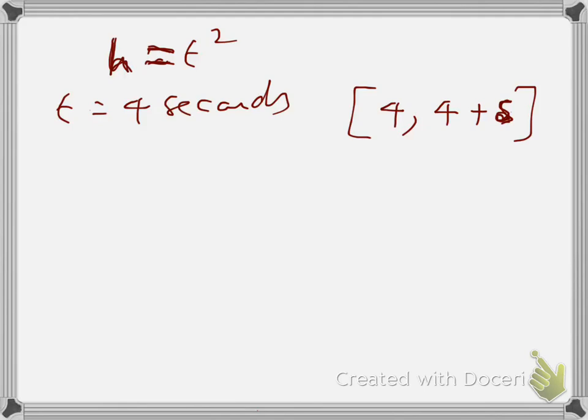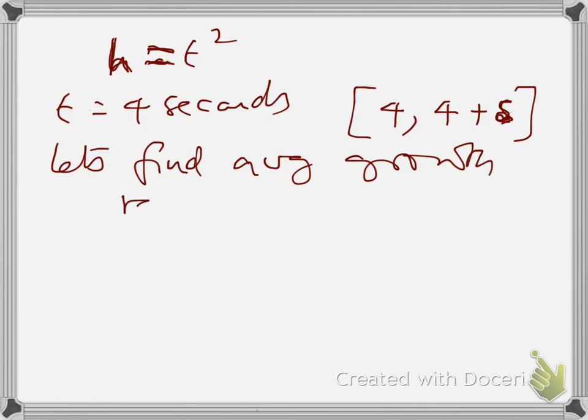Instead of always taking 4 to 4.1 second, 4 to 4.001 second, 4.0001 second, instead of doing all that, let's say 4 to 4 plus delta seconds. Delta you don't tell right now, you tell in the end. You will get all values by putting delta, no big deal. So let's find the average growth rate from 4 to 4 plus delta.